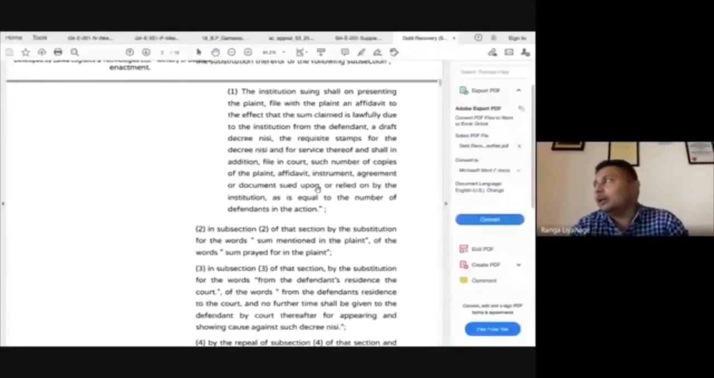Subsection 2 of this section, right? We just spoke about subsection 1 of section 4. Now we are talking about subsection 2. Here they are saying amending, substituting for the word "some" mentioned in the plaint the word "some" prayed for in the plaint. Not very policy, quite technical. Don't worry about those.